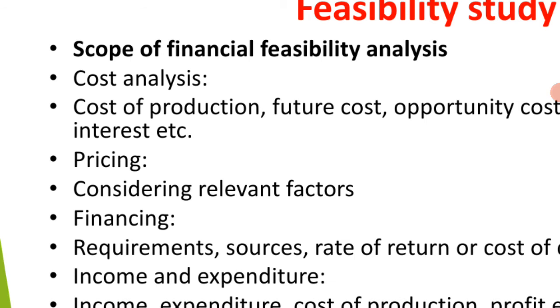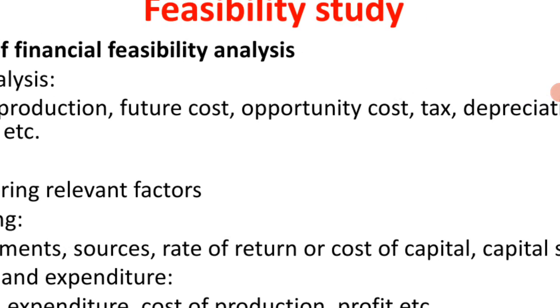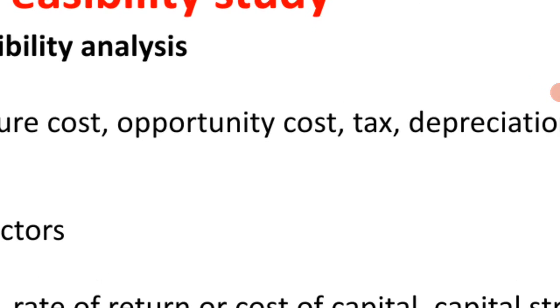Cost may be cost of production. What will be the total cost of production? The future cost can be estimated. What will be the future cost? What will be the opportunity cost? What is opportunity cost? Opportunity cost is the benefit sacrificed in favor of an alternative course of action.